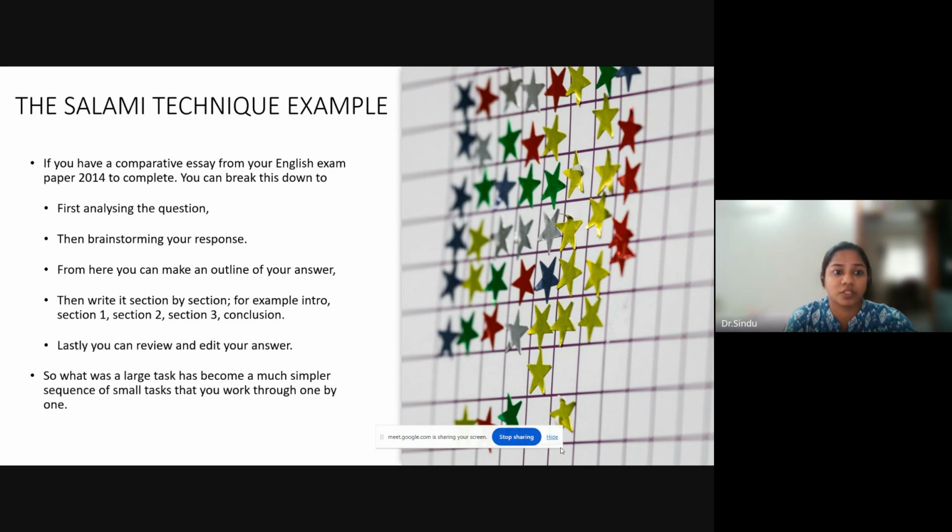first into analyzing the question, then brainstorming. From here, you can make an outline of your answer. Then write it section by section, for example introduction, section 1, section 2, section 3, and conclusion. Lastly, review and edit your answer. So what was a large task has become a much simpler sequence of small tasks that you work through one by one. First you give priority like this, so that you achieve the salami technique. That way you don't waste your time, and you do your work more easily and properly.